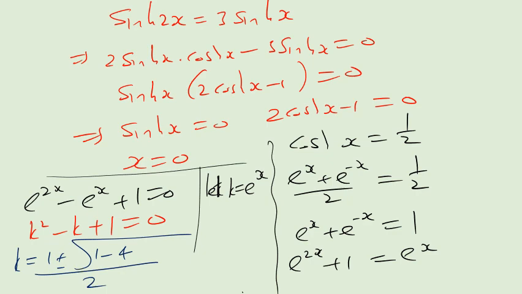Hey, what's really happening over here? Did I make a mistake? Let's have a look. 2 cosh x, that's going to be a half, that's e^x. Then that becomes e^(2x) + 1 equals e^x, and then you bring that onto the other side. So you get e^(2x) - e^x + 1 equals 0. And k is minus b plus or minus the square root of b squared minus 4ac, all over 2.